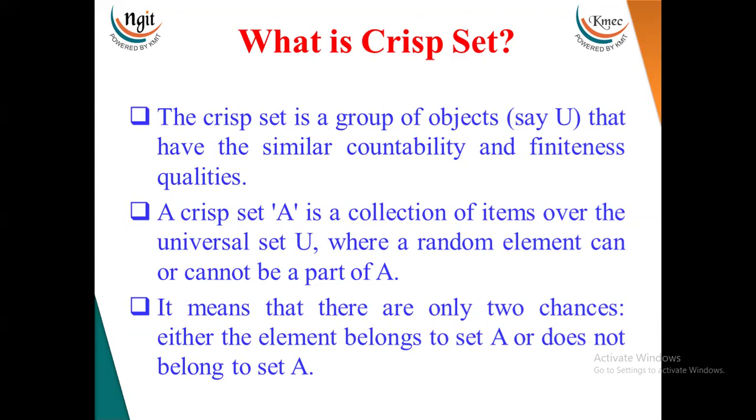So when I talk about the crisp set, it is a set with some relation between the elements. If you see here, it is a crisp set A. It is a collection of items over the universal set U. So U is the universal set. It means that there are only two chances. If I take one set, we have only two options: either the value belongs to the set, or the value does not belong to the set. We cannot say that it may or may not belong to the set. That is the basic value of a crisp set.